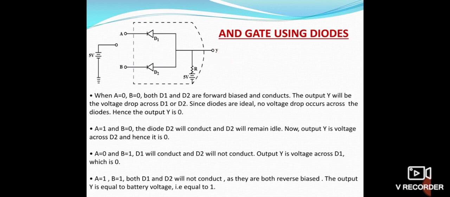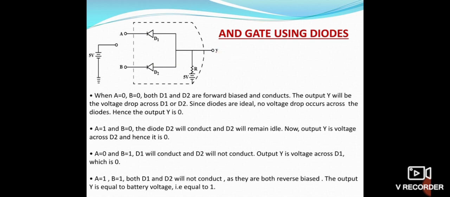Next case, if A equal to 1 and B equal to 0, what will happen? The diode D2 will conduct, okay, and D1 remains idle. Now the output Y is the voltage across D2. Since there is no voltage across D2, you won't get output across Y. The next case is A equal to 0 and B equal to 1. In this case, diode D1 conducts. Diode D1 will be in forward bias and diode D2 will be in reverse bias. So the output voltage means the voltage across D2, but there is no voltage across it. So you will get Y equal to 0 in this case also.